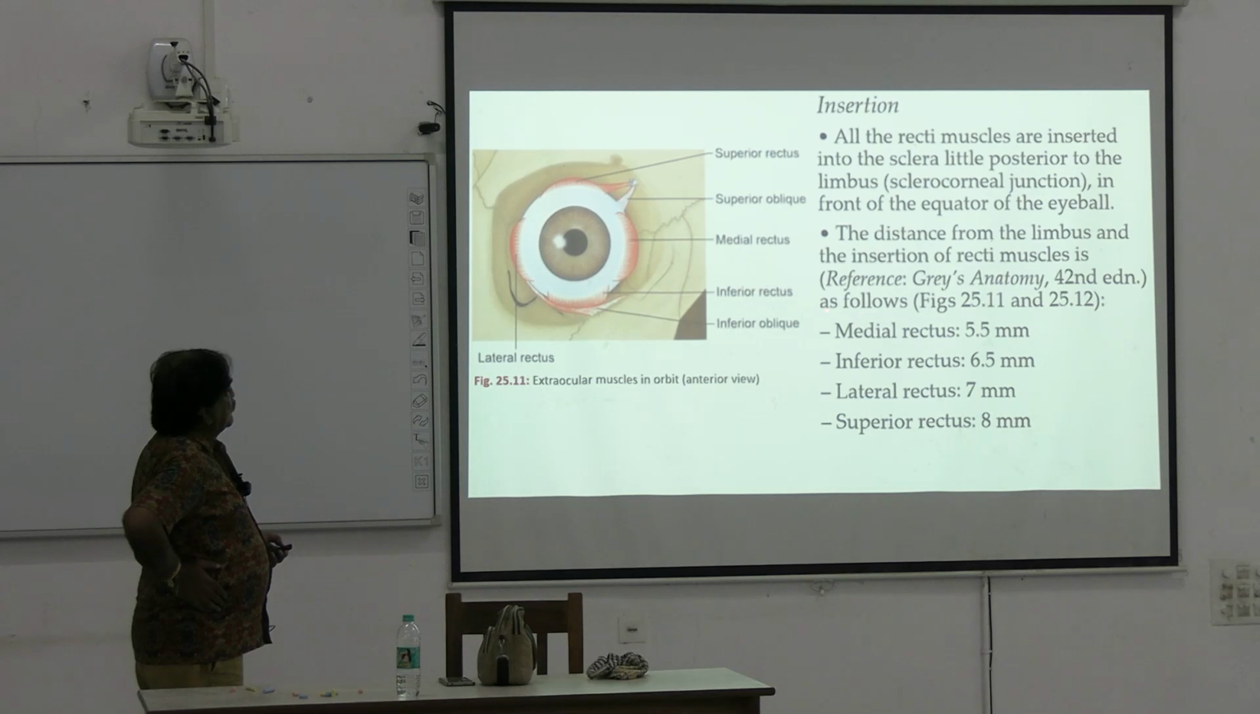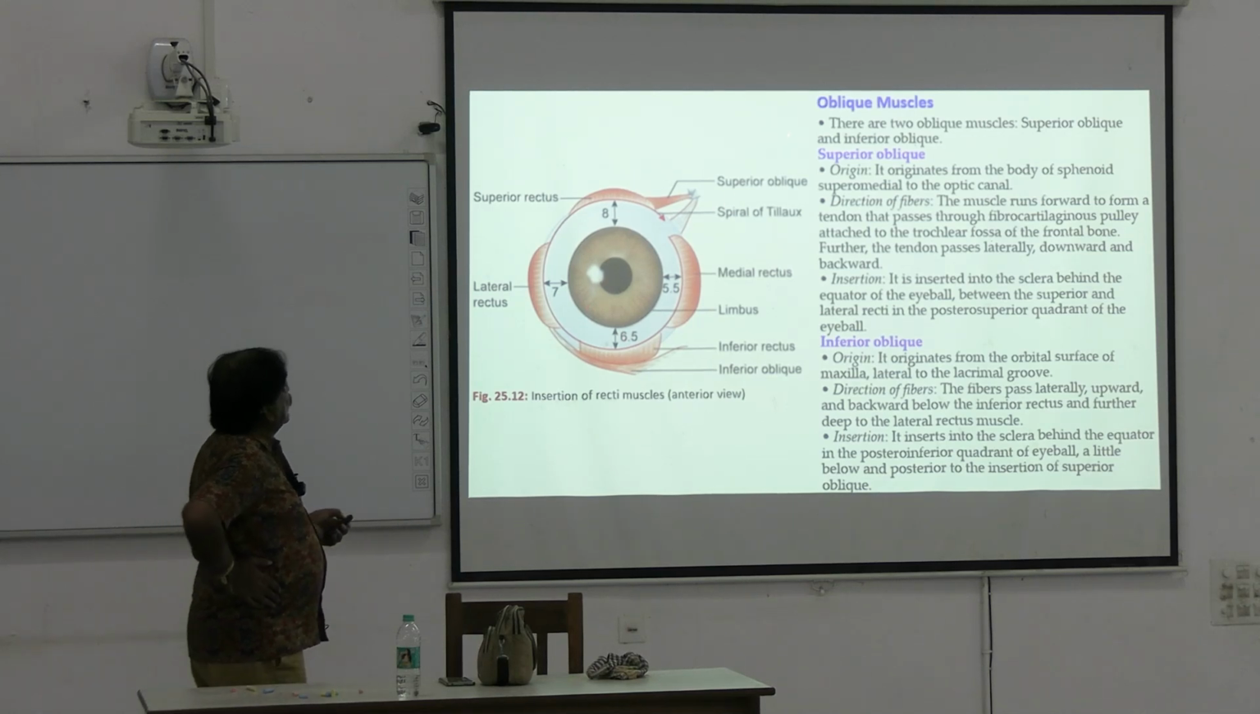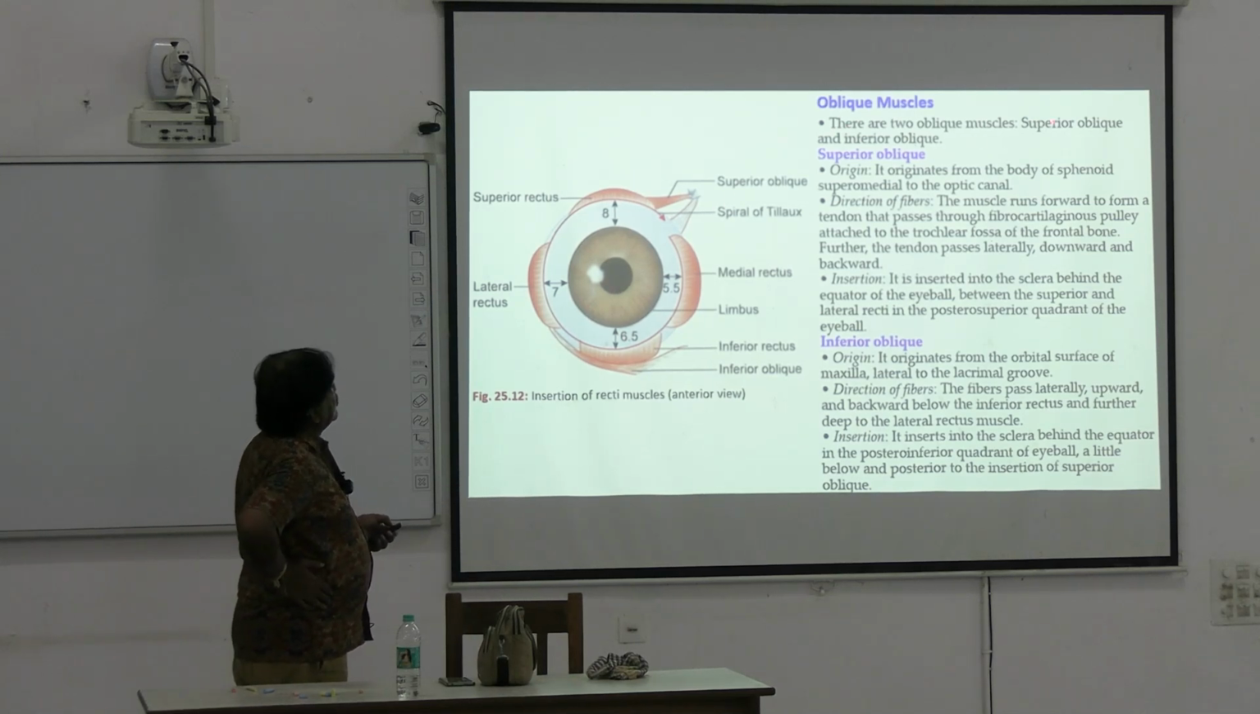Now, this is a reference from Gray's Anatomy. Medial rectus 5.5 millimeter, inferior rectus, lateral. These you do not need to remember. The recti muscle, this is the cornea, this is the iris. Now, this is the medial rectus. These are the distances. Now, there are two oblique muscles, superior oblique and inferior oblique.